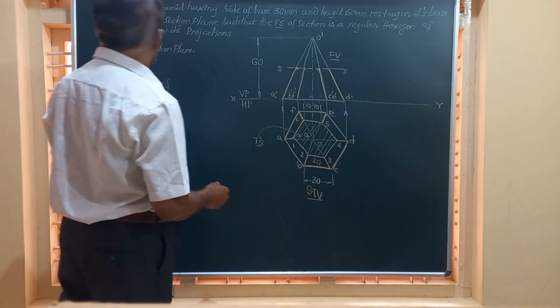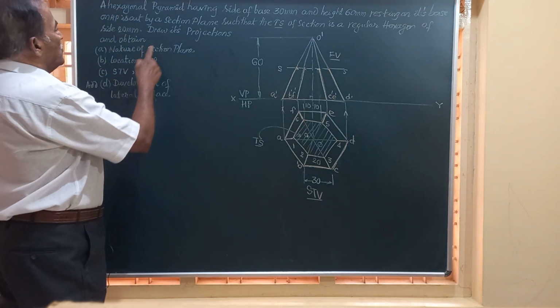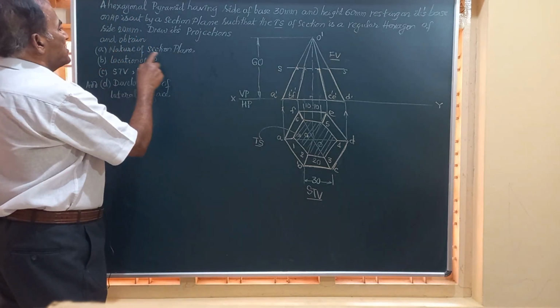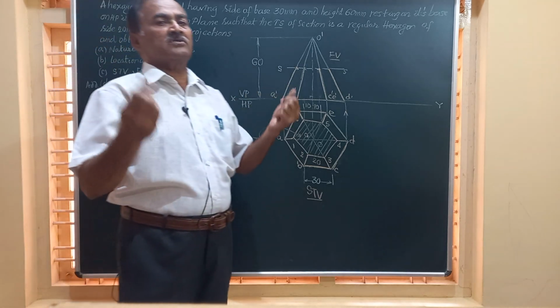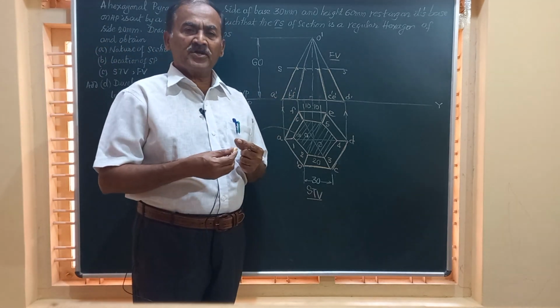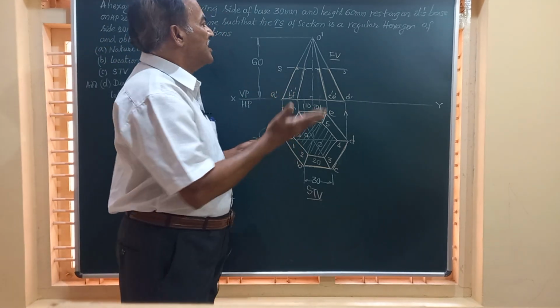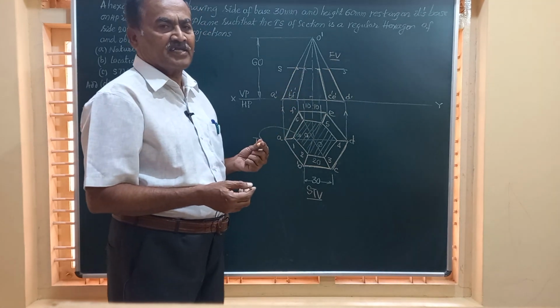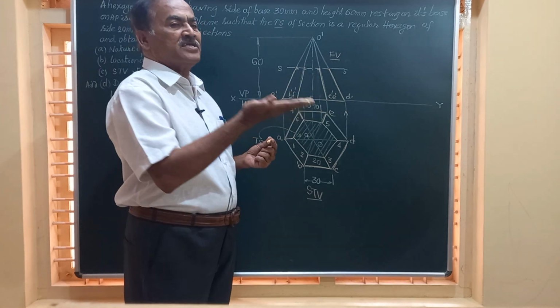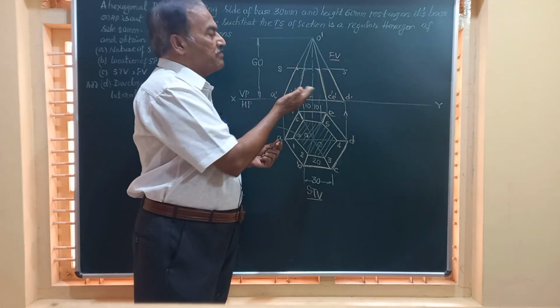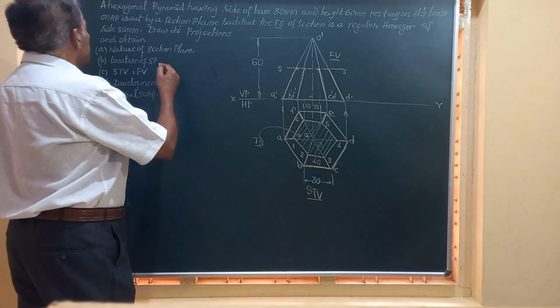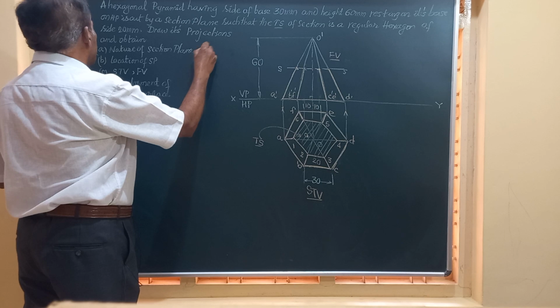What have they asked in the question, friends? They have asked us to obtain the nature of the section plane. So what is the answer for the nature of the section plane? It's very obvious from this figure that the section plane is horizontal, or the section plane is parallel to HP and perpendicular to VP. That's the answer for this part.